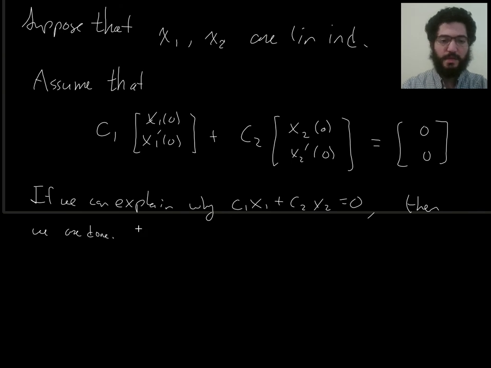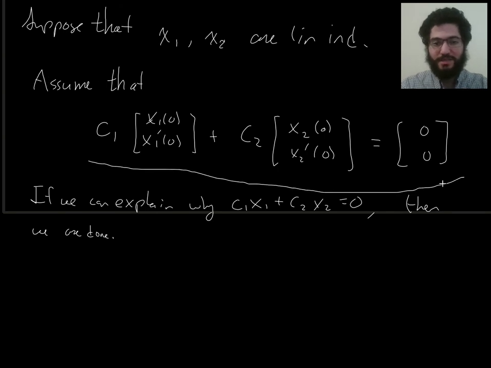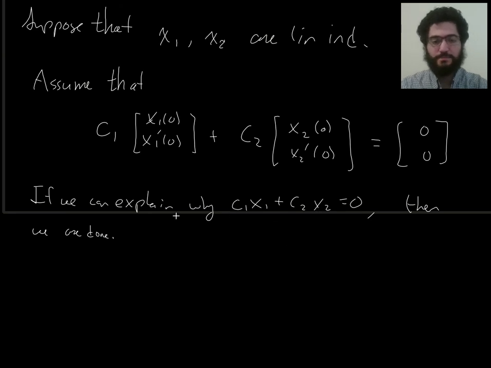So why am I saying that? Because if we can explain that this is 0, then since I have assumed that these two are linearly independent, I will know that C1 and C2 must be 0. And that was the goal, right? Our goal is to go from this assumption and to end up establishing that C1 and C2 are 0. So if we can explain why this is 0, then we are done. So why is this 0?